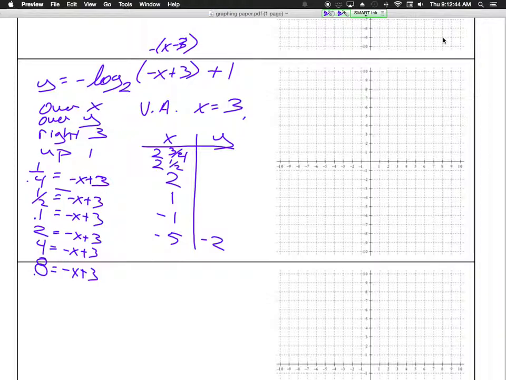Alright, so the negative 1, plug into the negative 1, that turns it into a positive 1. 1 plus 3 is 4. 2 to what power is 4? 2, it turns into a negative 2. Negative 2 plus 1 is negative 1. Once I have those two, I can figure out the rest of them. What does the next one need to be? 0. The next one needs to be 1, 2, and 3.